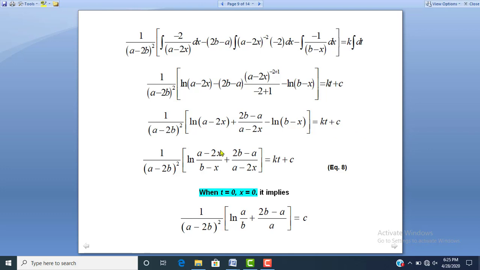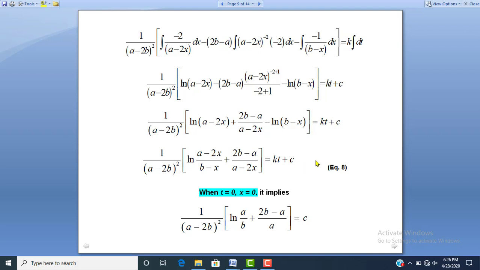Dear students, next are the simple logarithm formulas. According to natural log formulas, these values can be written as log natural (a minus 2x) divided by (b minus x). This is because the simple rule is log m minus log n will be written as log of m over n. So log natural (a minus 2x) will be divided by (b minus x), plus (2b minus a) over (a minus 2x), that has been already proved. So it will be equal to kt plus c.